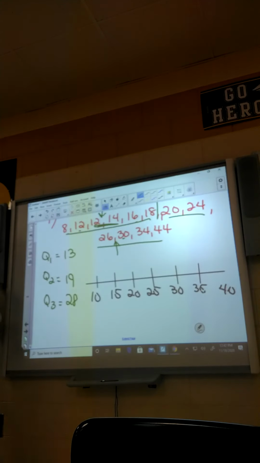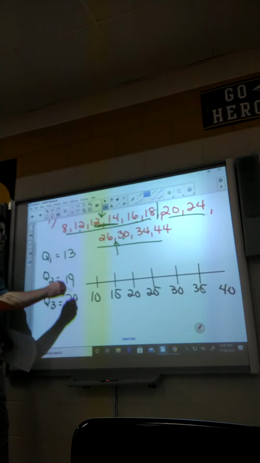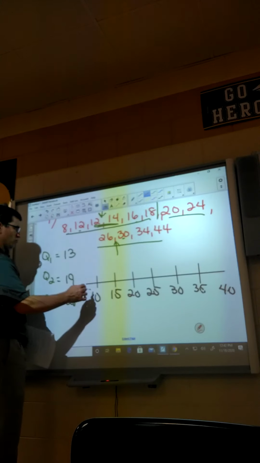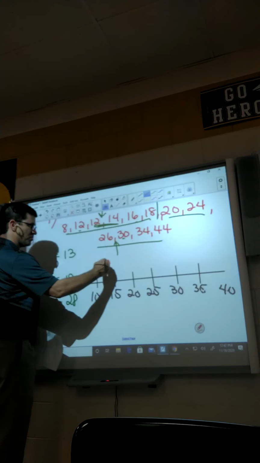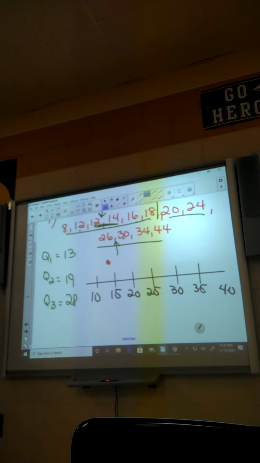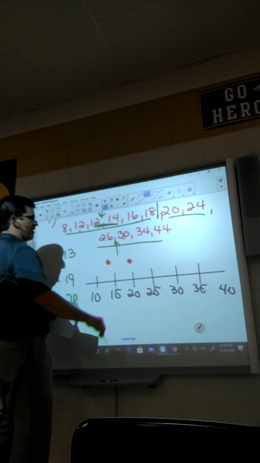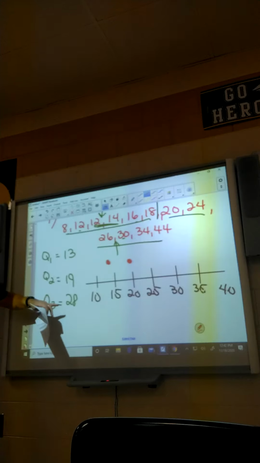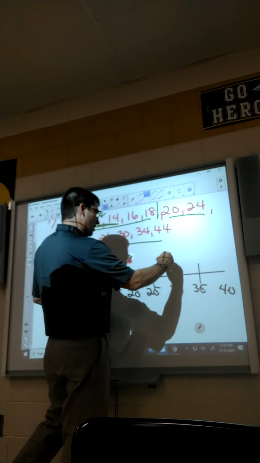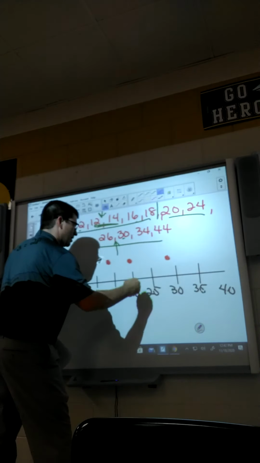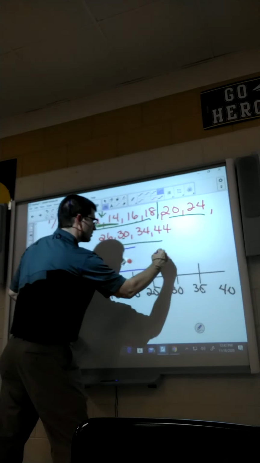All right, now how do we make our box and whisker plot? 13 is our Q1, so 13 will go right here, put a dot. 19 is our Q2, that's right here, put a dot. 28 is our Q3, that's about right here. Just get it close, and guys, that makes your box.